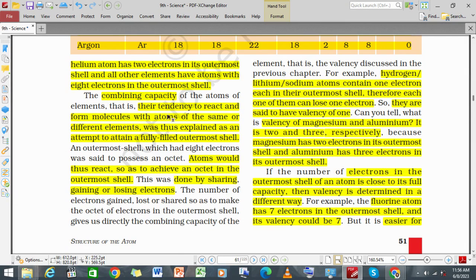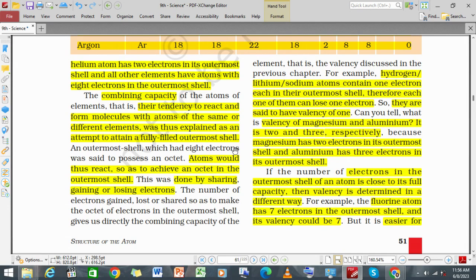Now their tendency to react and form molecules with atoms of the same or different elements was thus explained as the attempt to attain a fulfilled outermost shell. Meaning if it has a completely filled outermost shell, it won't combine with other elements. Hence, that atom will be completely stable on its own. But if there are fewer or more electrons in the outermost shell, the atom will require some other elements.